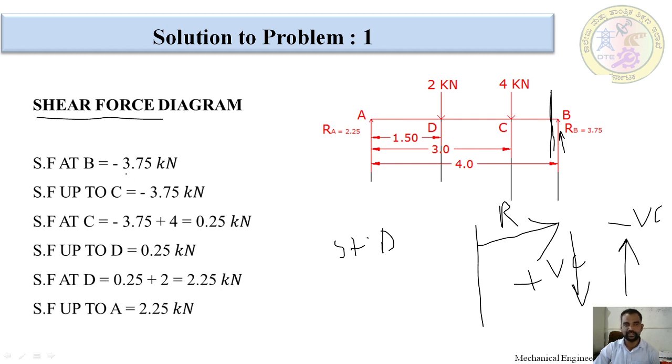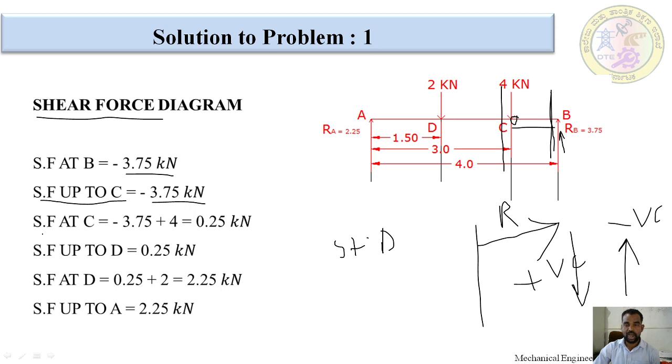For that reason, shear force at section B is equal to minus 3.75 kilonewton. Up to here we have the same load, so the shear force up to point C is the same, minus 3.75 kilonewton. After that, next I am going to take the section just after the 4 kilonewton load.